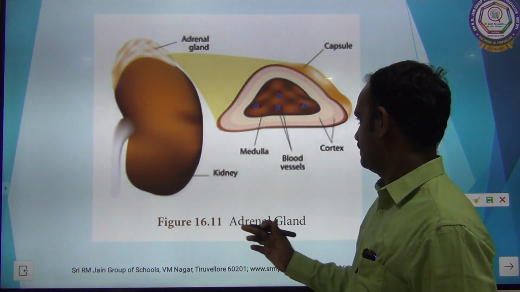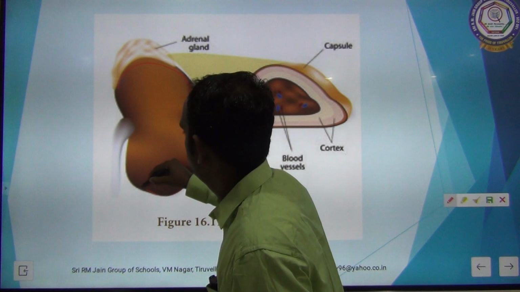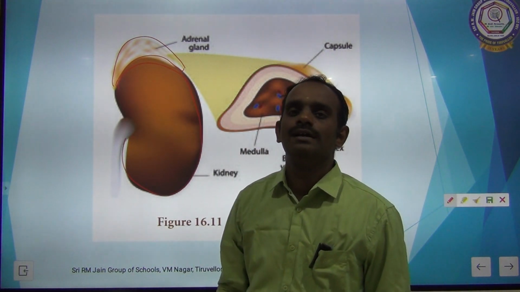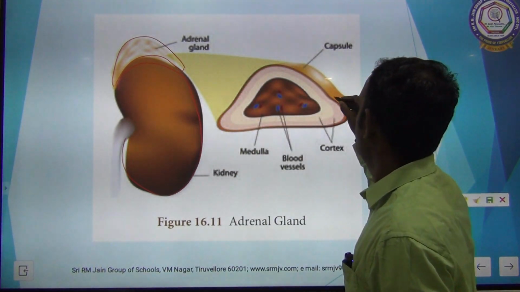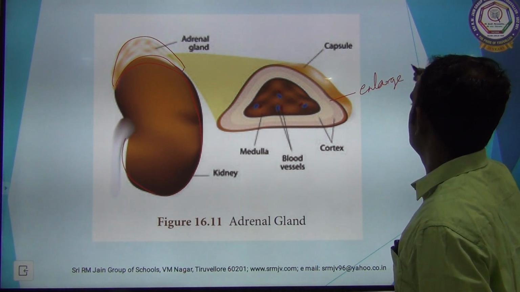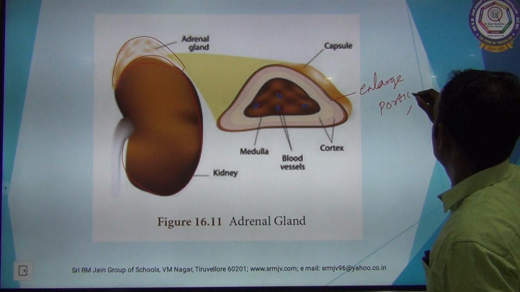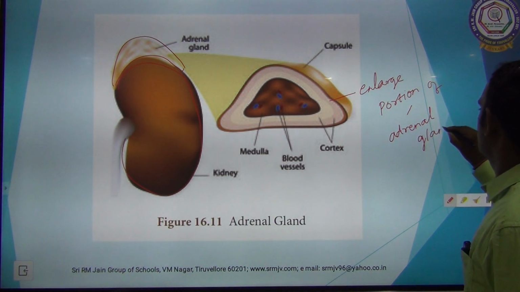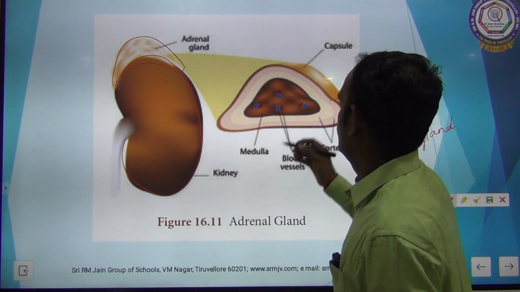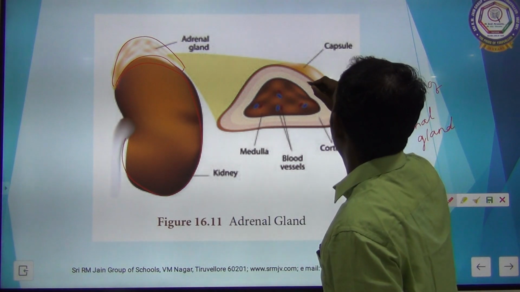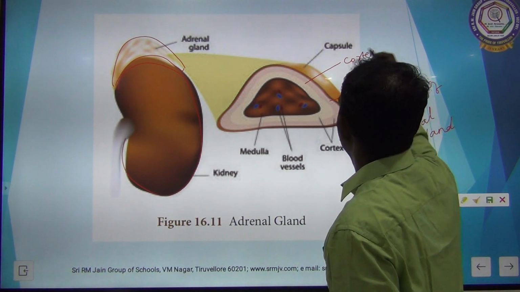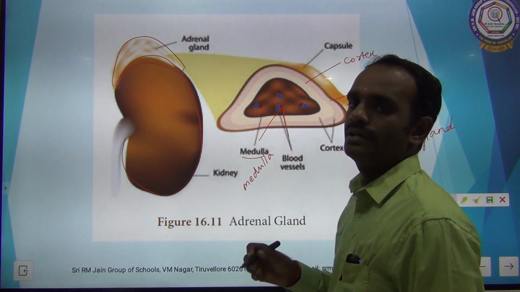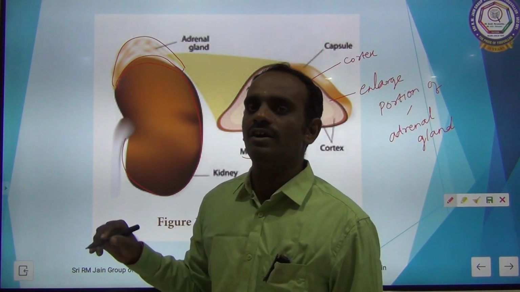See the picture of kidney. This is the kidney. This part is called adrenal gland. Adrenal gland is located on the top of the kidney. This is the enlarged portion of adrenal gland. There are two distinct parts. The outer part is called cortex and inner part is called medulla. This outer part and inner part are structurally and functionally different.